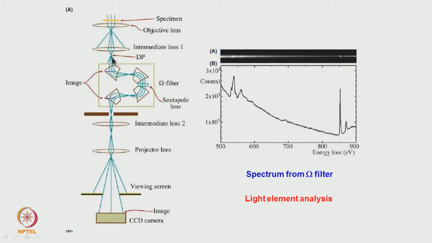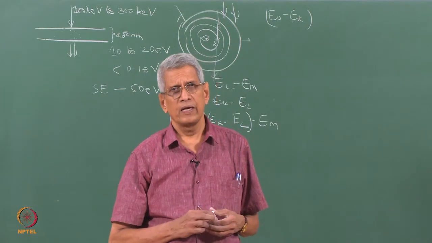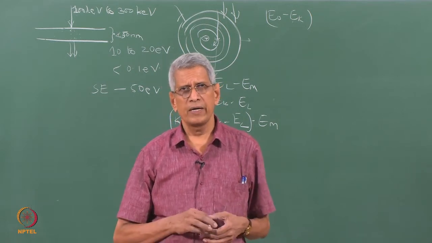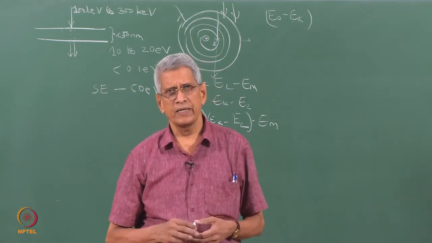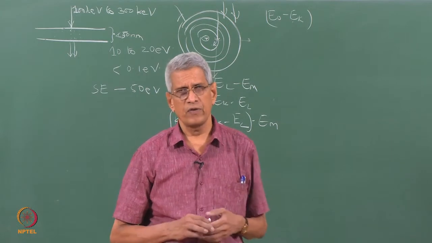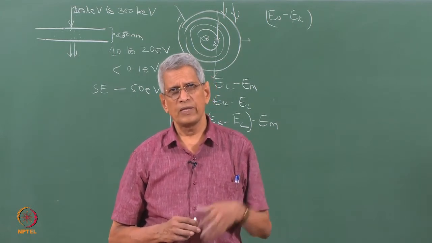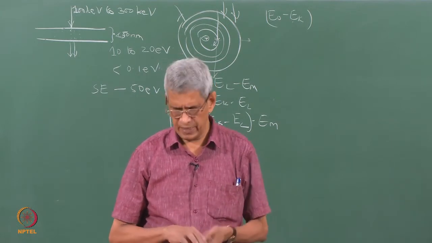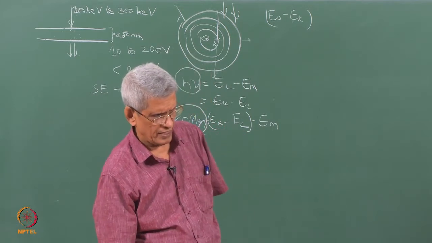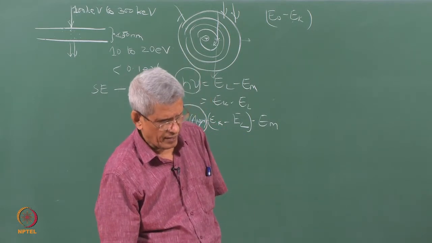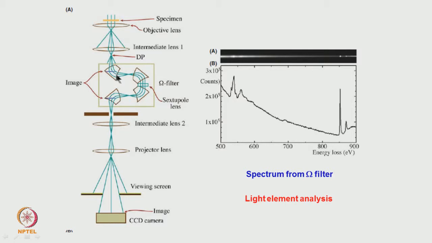This is one. And another is electrons which have lost some specific energy. Suppose the sample contains 2 elements, carbon or nitrogen, and some carbides or nitrates are formed. We want to identify whether it is a carbide or a nitrate. Then what we can do essentially is that the same technique itself can be used.